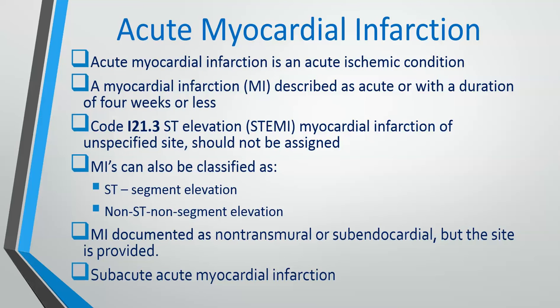So a code from subcategory or category I22, subsequent ST elevation and non-ST elevation, which is a STEMI and an NSTEMI, myocardial infarction, is to be used when a patient who has suffered an AMI has a new acute myocardial infarction within the 4-week time frame of the initial AMI. A code from category I22 must be used in conjunction with a code from category I21. The sequencing of I22 and I21 codes depends on the circumstances of the admission.